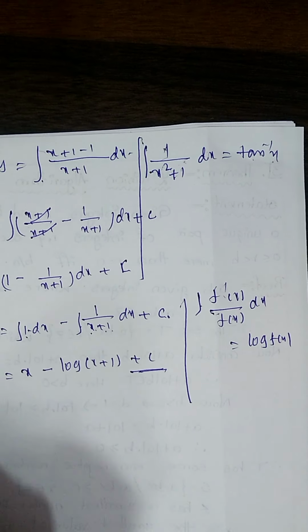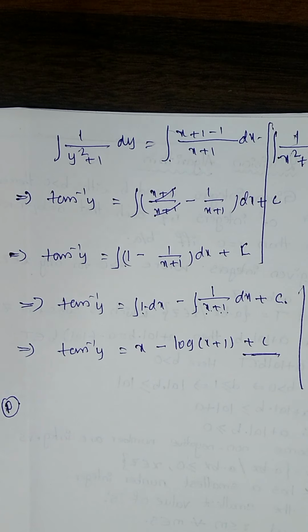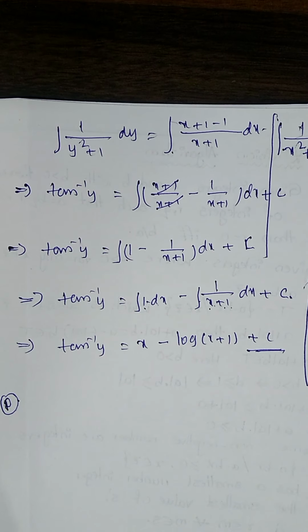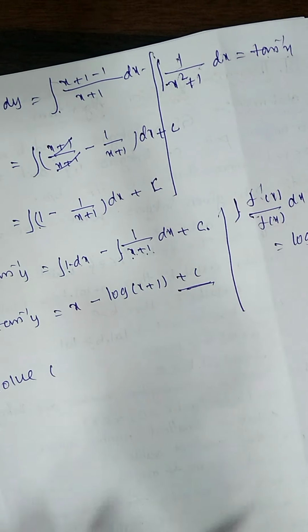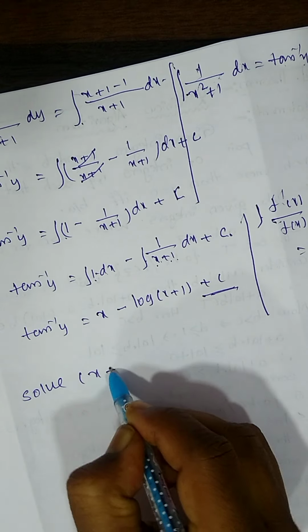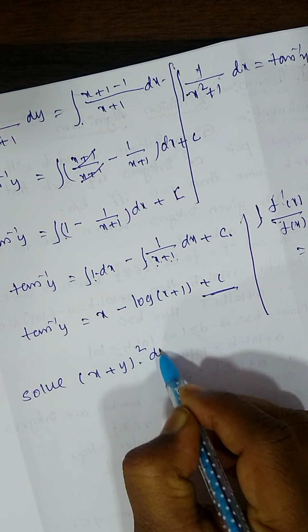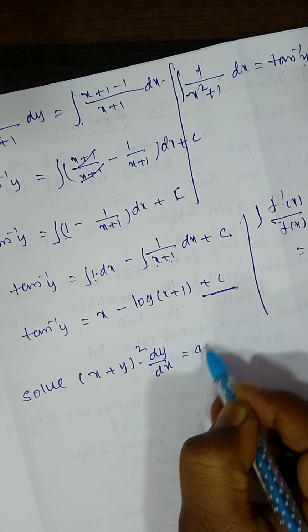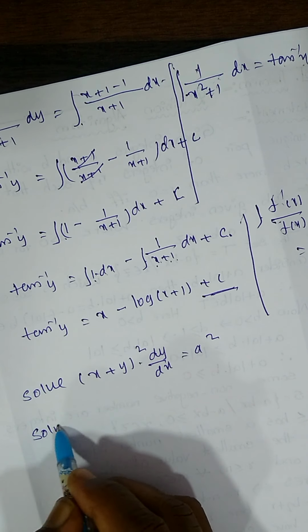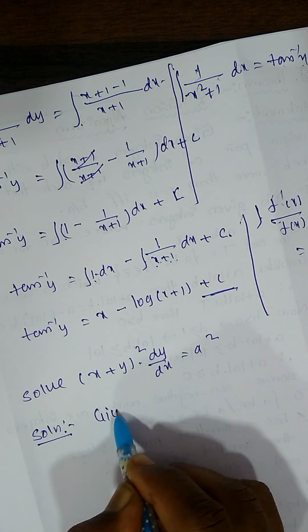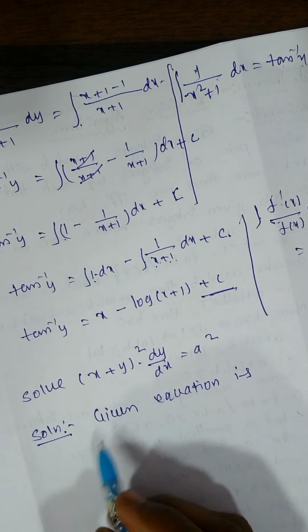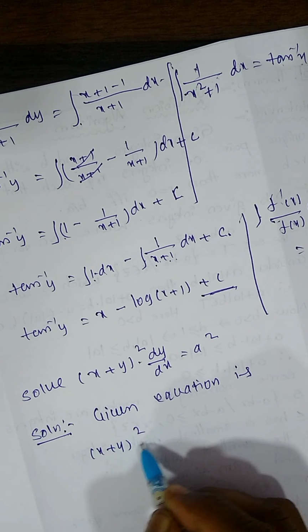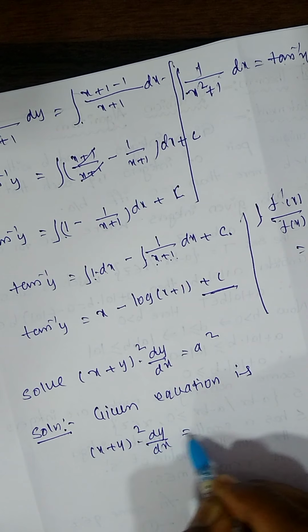And the next example we can solve: x plus y whole square into dy by dx equal to a square. Solution: the given equation is x plus y whole square into dy by dx equal to a square.